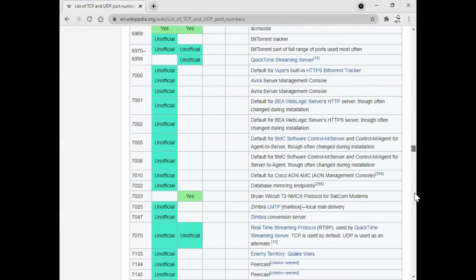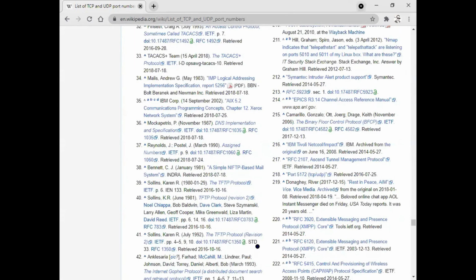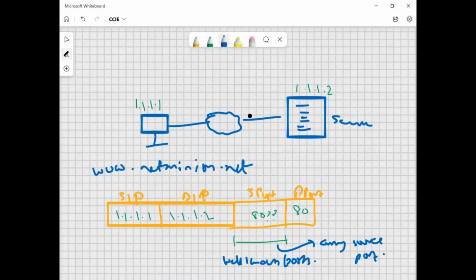Is it clear? You can see there are a lot of ports, so any port it can pick up. So your source port is not going to be 80. It can be any random port. Is this thing clear to you? Yes or no? Both of you? Narcis? Yes. Okay. Narcis, clear to you as well? It's clear. Okay.